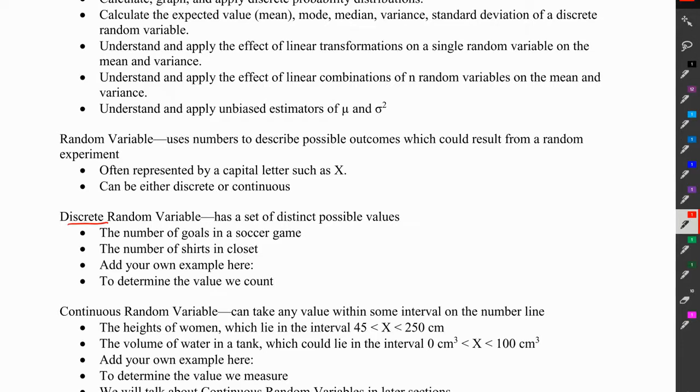The example I'm going to add is the number of students in a class. To determine the value, we can count them. So all of these things that were just listed, the thing that they have in common is that we can count them. So we can count the goals in a soccer game, we can count the number of shirts in the closet, and we can count the number of students in a class.